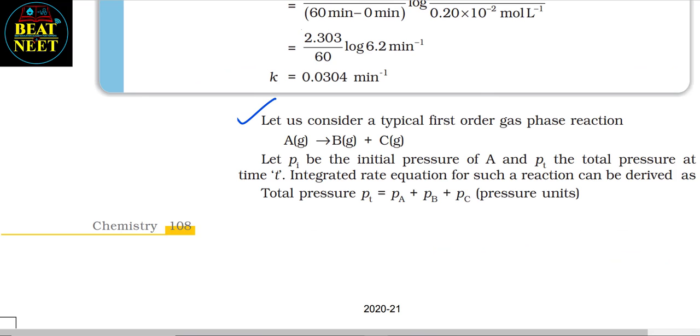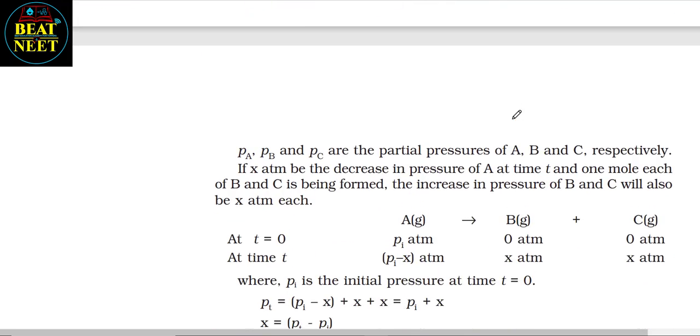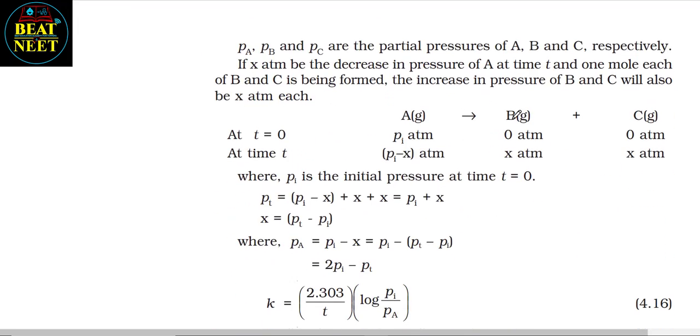Let us consider a typical first order gas phase reaction. A gives B plus C. Let Pi be the initial pressure of A and Pt the total pressure at time t. The integrated rate equation for such a reaction can be derived as follows. Total pressure Pt is equal to Pa plus Pb plus Pc, that is the pressure units. Pa, Pb and Pc are the partial pressures of A, B and C respectively.